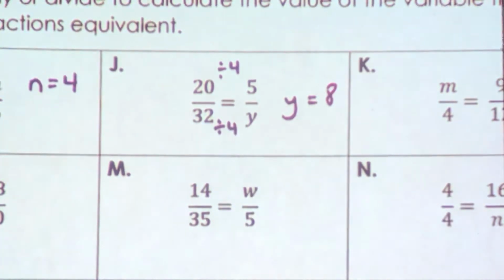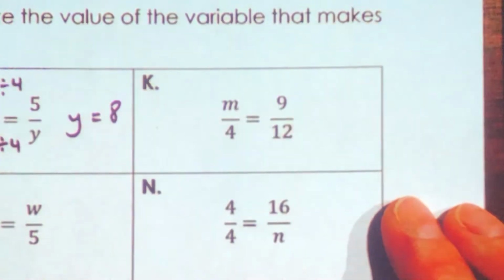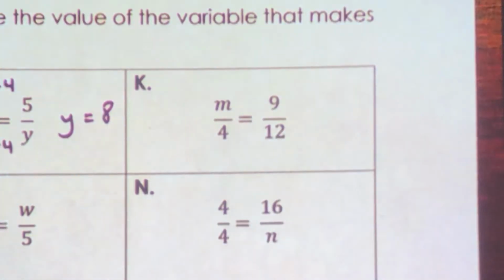Right, look at letter K. And if you wanted to pause right here and you wanted to try some of these examples on your own, it would be a great time to do that. Letter K, I have m over 4 equals 9 over 12, and I want to know, okay, what does m need to be in order for these to be equivalent?